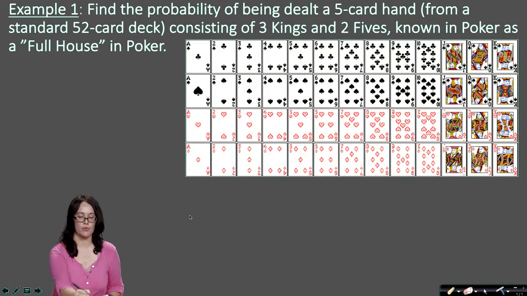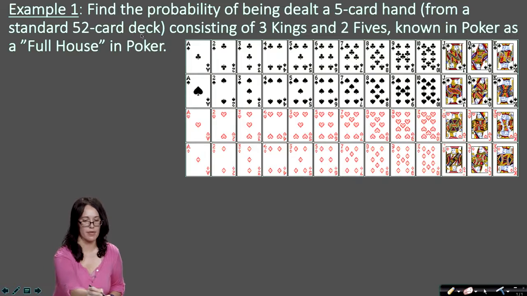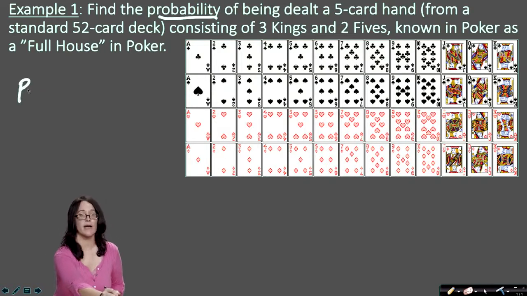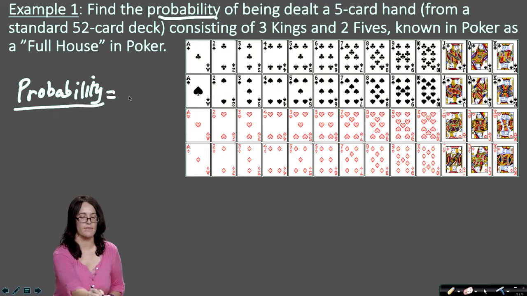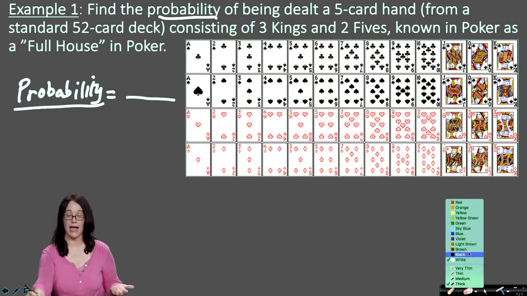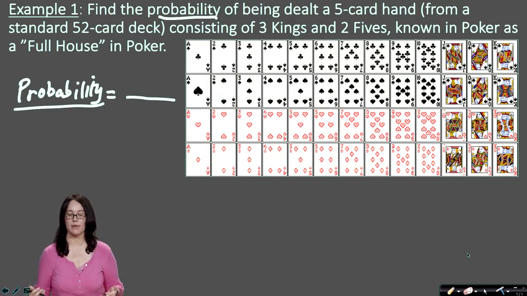Okay, so as soon as you're talking about probability, you should be thinking of a fraction, right? So we're trying to find this probability, and to do that, we need to form a fraction. So what do we put on top? Well, the number of ways that we could select the desired outcome, right? The desired outcome is from the kings, I would like to select 3. So how many ways could I select 3 kings out of my total number of kings?